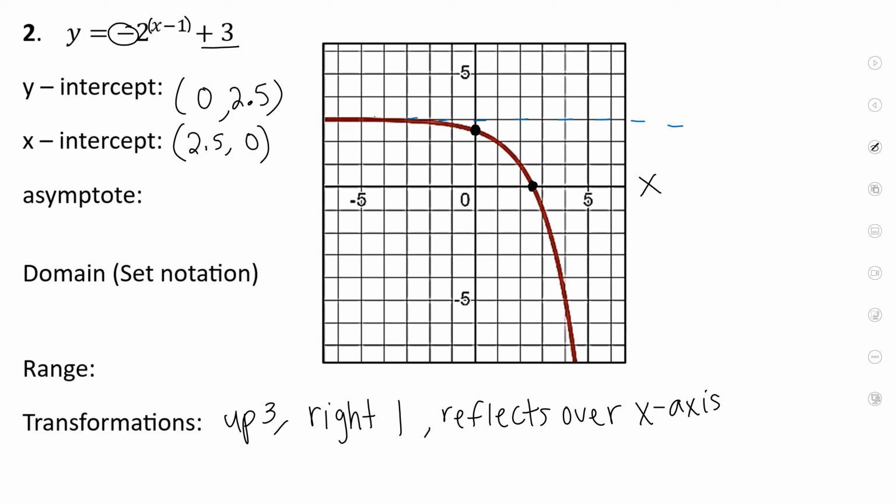This is your asymptote. Everyone draw it. Draw a horizontal line for your asymptote. And where did it cross the y-axis? 3, thank you. So your asymptote is y equals 3.